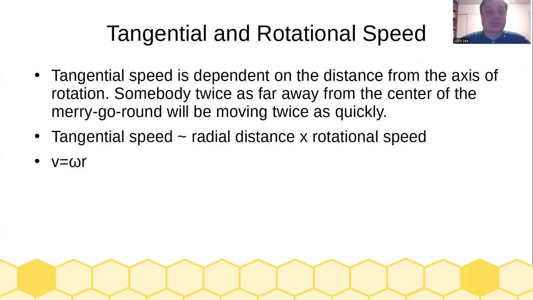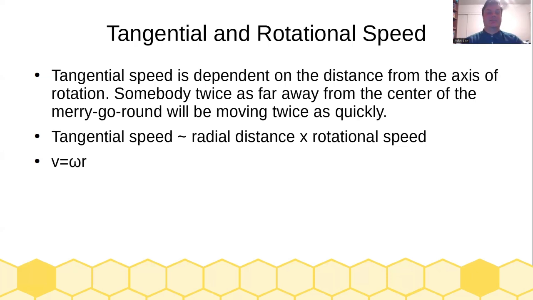Tangential and rotational speed are related, as tangential speed is the linear speed of an object that's rotating around in a circle, and it is dependent on the distance from the axis of rotation. So somebody twice as far away from the center of the merry-go-round will be moving twice as quickly. V, the tangential speed, is equal to r, the radial distance, times omega, which is the rotational speed.